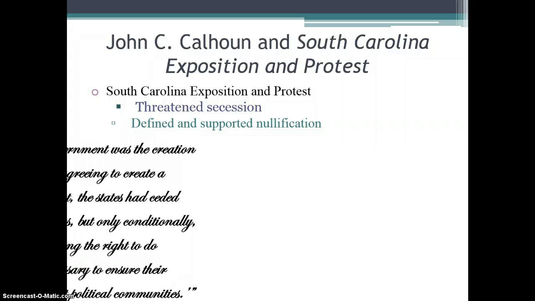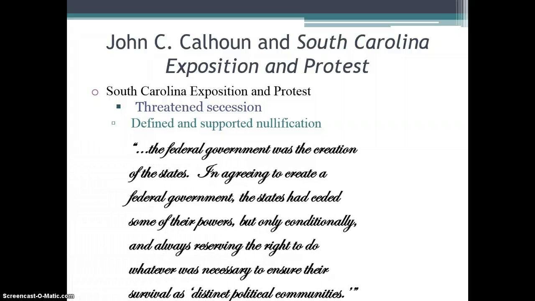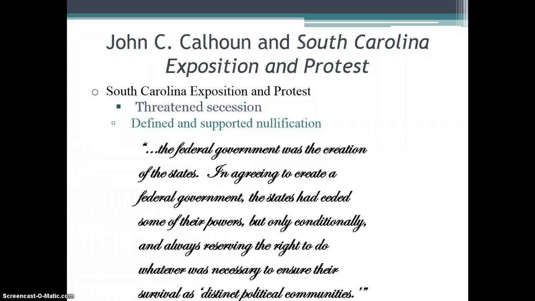It stated that the federal government was the creation of the states. In agreeing to federal government, the states had ceded some of their powers, but only conditionally, and always reserving the right to do whatever was necessary to ensure their survival as distinct political communities. This argued that the state government had no power over the federal government. The document was distributed, but the legislature took no action at the time.